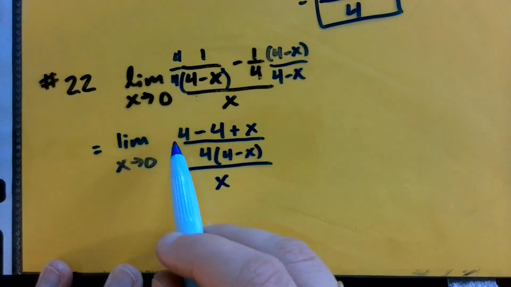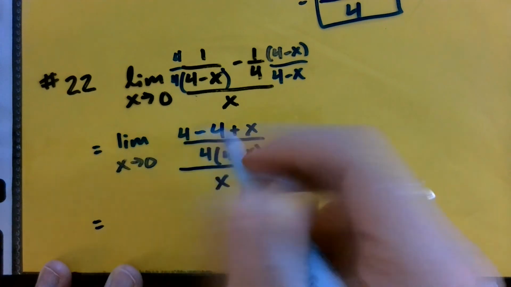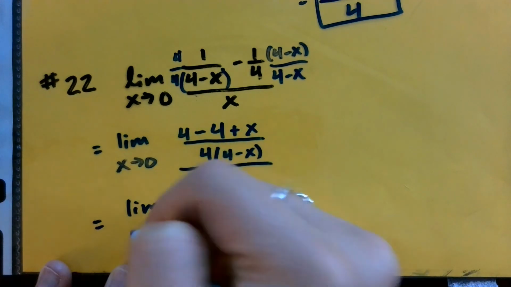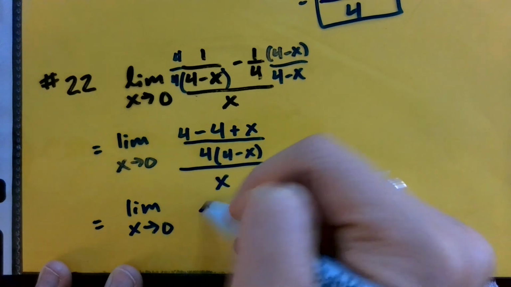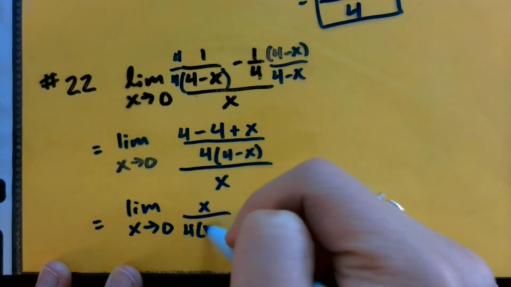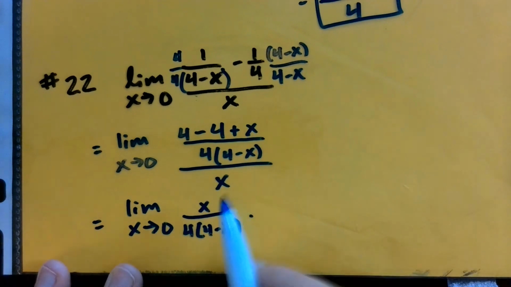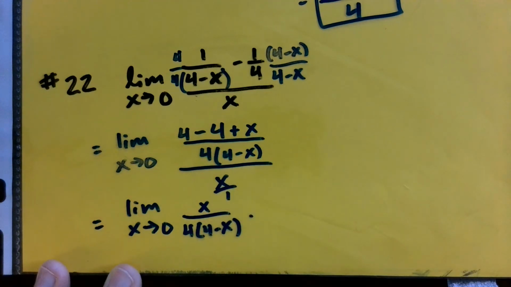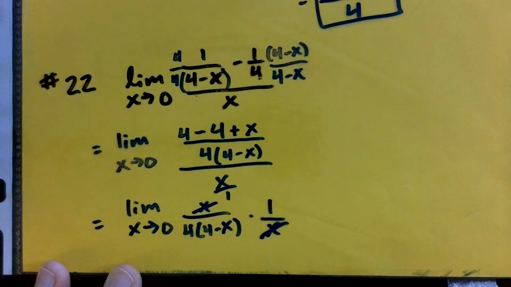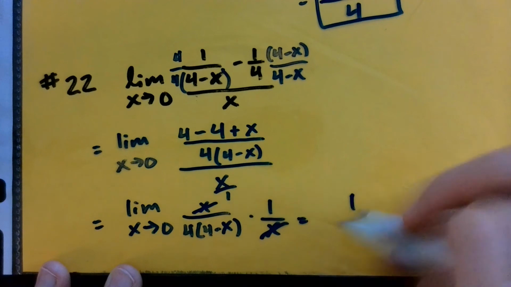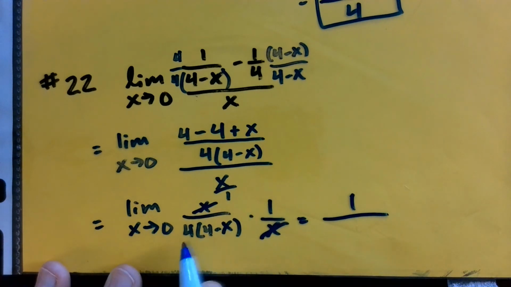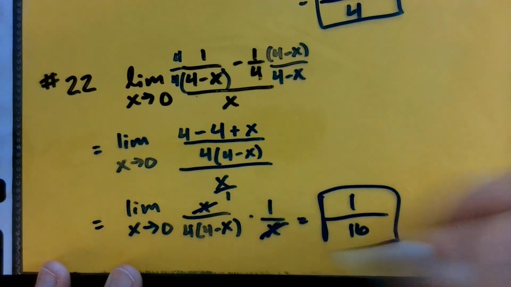Okay, so some things that we might notice here, we still have that situation where the 4's are going to subtract, kind of like in that last one, where we're left with just an x in the numerator. And then we want to go ahead and take this x that's in the very bottom and flip it to multiply. So since it's an x over 1, I can flip it and multiply to where I have a 1 over x. Once I cancel the x's, now I can plug in 0. So in the numerator, I'll just have 1. Once I plug in 0, I'm left with a 4 times 4. So I'll have 1/16.